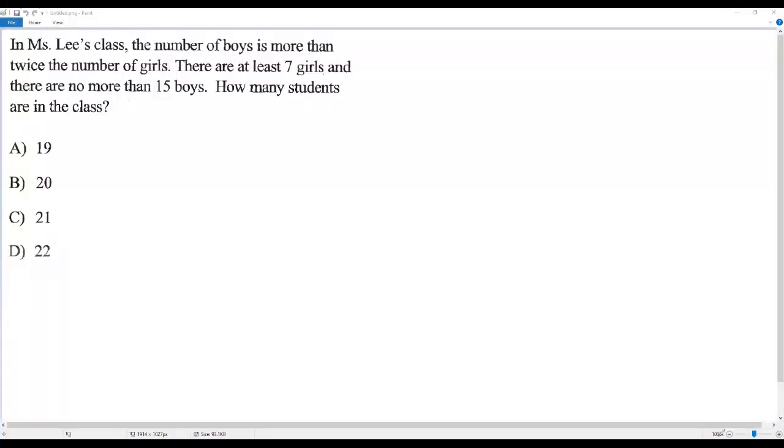Here we have a SAT math question. Okay, let's go with the information. In Miss Lee's class, the number of boys is more than twice the number of girls. There are at least 7 girls and there are no more than 15 boys. How many students are in the class?